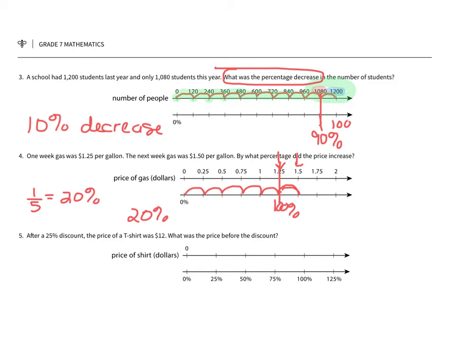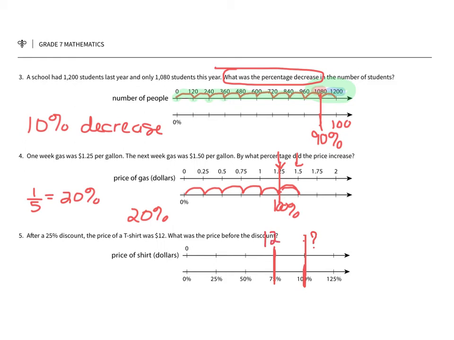So this last question, kind of a deceiving number line here. It says after a 25% discount, the price of a t-shirt was $12. What was the price before the discount? Well, if we've discounted from the whole, the whole should be here. That's what we're looking for. After a 25% discount, our price would be 75% of the original. The 12 would go here.